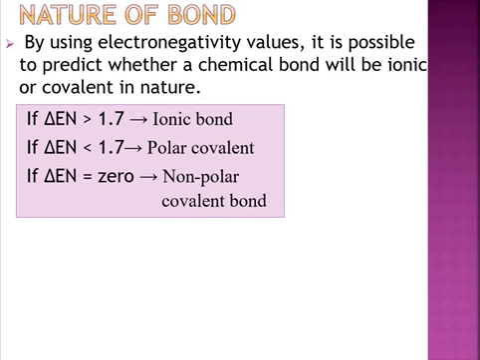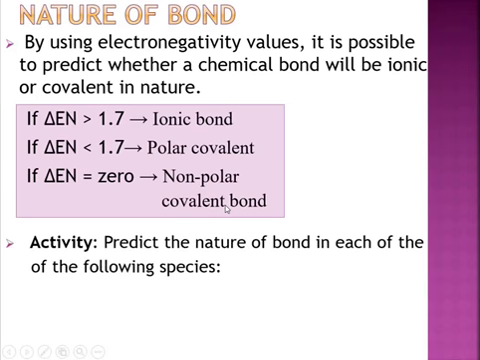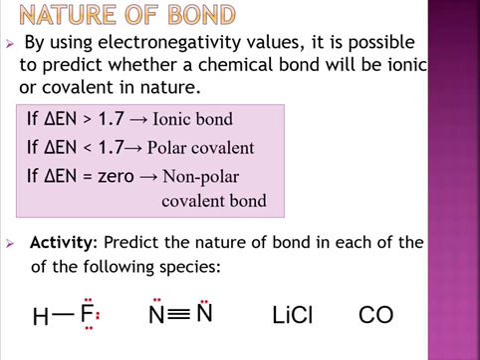Students, if the difference of electronegativity is greater than 1.7, then the bond is ionic, provided that it is formed between a metal and a non-metal. If the difference of electronegativity is less than 1.7, then the bond is polar covalent, and if the difference is 0, then the bond is a non-polar covalent bond. Let's have an activity. In this activity, we predict the nature of bond.